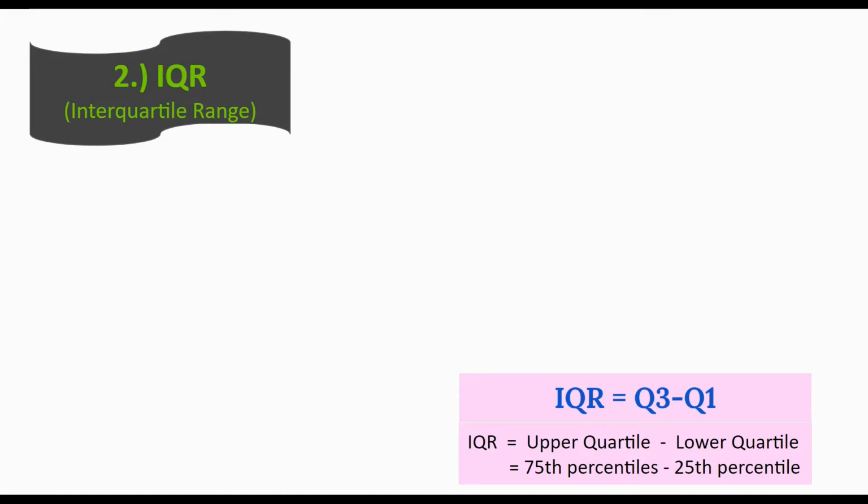So next is IQR, interquartile range. First let's see the formula. It's Q3 minus Q1: the upper quartile of data minus the lower quartile of data. It gives the IQR of your data set.